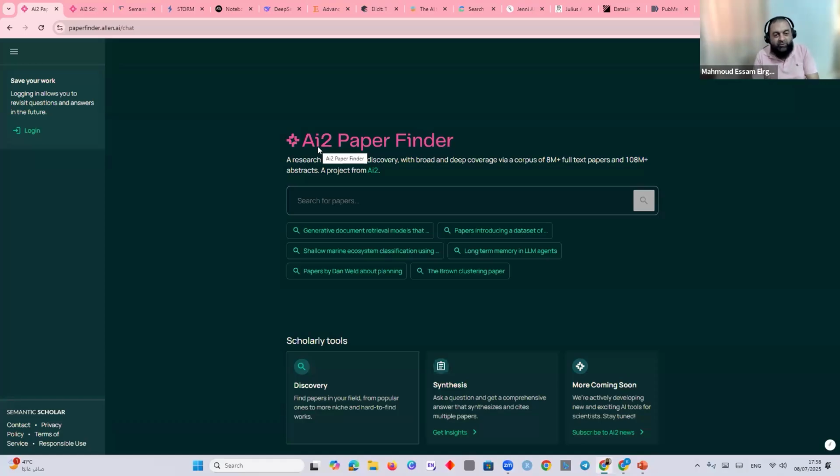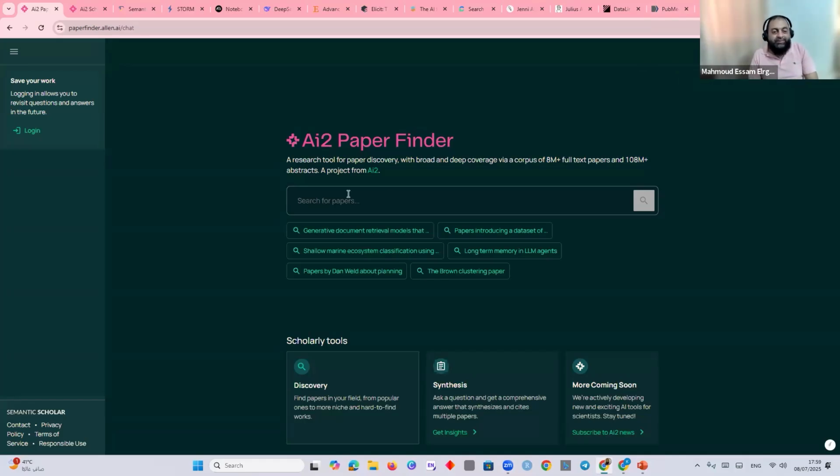It's from a very famous group called AI2, Scholar. They have lots and lots of tools, and we will see the results in all these tools and how they are different.